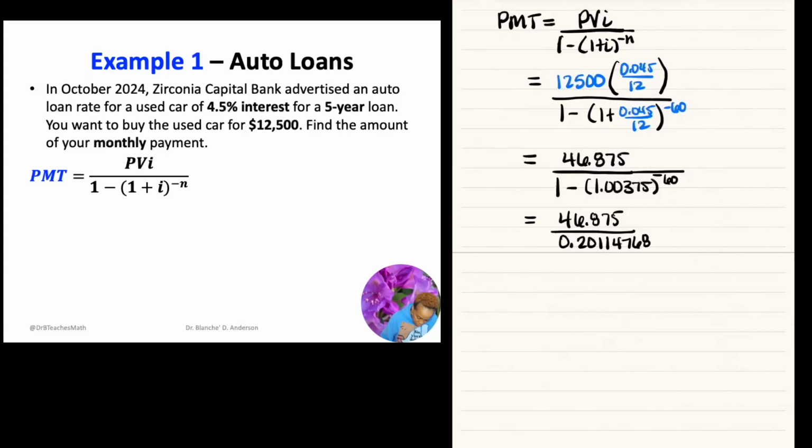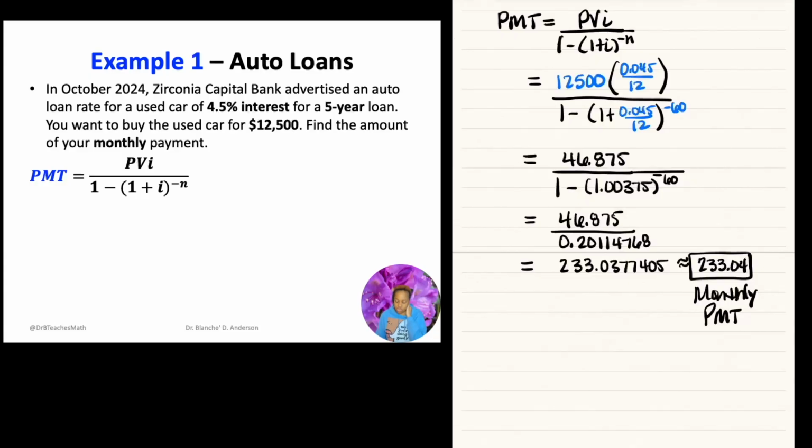0.20114768. And then when you divide this, go ahead and do the division, you should get 233.0377405, which is approximately $233.04. So this is the amount of your monthly payment, for each monthly payment over the span of 5 years.